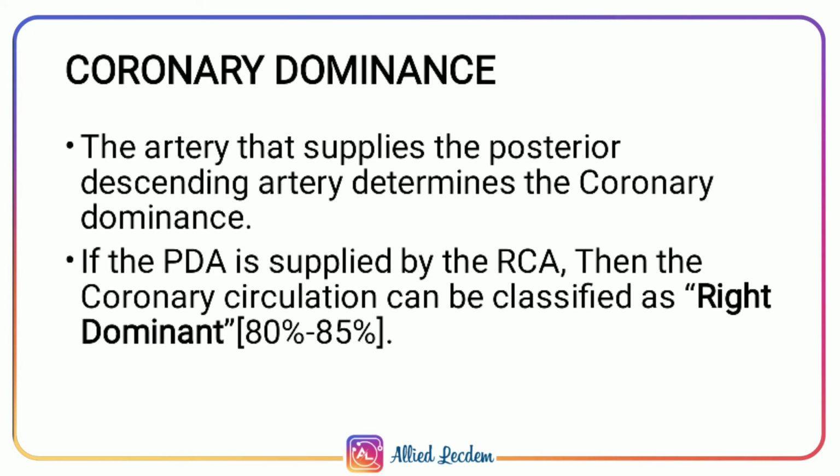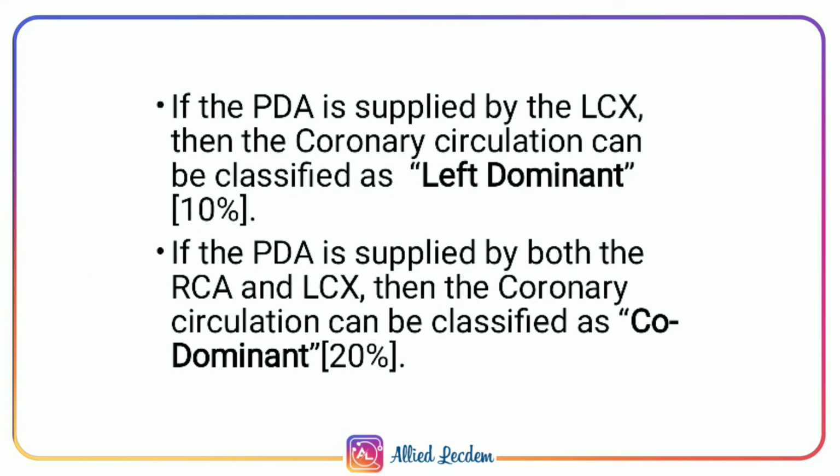Coronary dominance. The coronary dominance is determined by which artery supplies the PDA. If the PDA is supplied by the right coronary artery, then this circulation is classified as right dominant and is present in 80% of the population. If the PDA is being supplied by the LCX, then the circulation is termed left dominant circulation. If the PDA is supplied by both the RCA and the LCX, then the coronary circulation can be classified as codominant circulation.